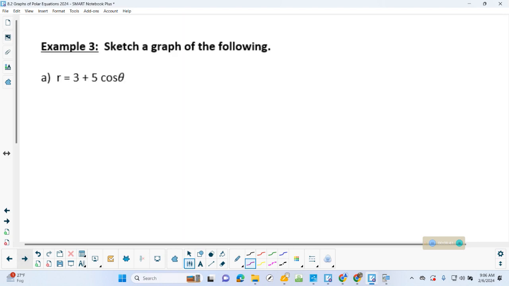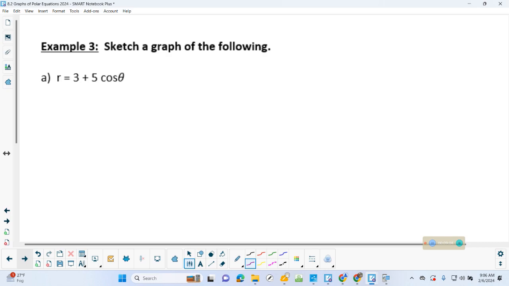All right, here we go, my artistic skills, it's going to be good. Okay, sketch a graph of the following. Now, first off, A, it's not a circle because you're adding that value of 3 in the front. If you just had 5 cos theta, then it's a circle. Clearly not. I see we have positive cosine. I'm looking at that 5 in front of cosine, so I know it's going to be opening towards the right side of the graph grid when we draw.